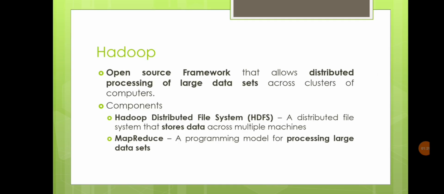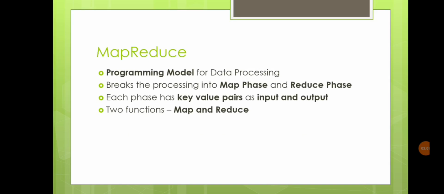Hadoop. Hadoop is an open source framework that allows distributed processing of large data sets across clusters of computers. There are two major components in the Hadoop ecosystem, that is HDFS and MapReduce. HDFS is the Hadoop Distributed File System that stores data across multiple machines. MapReduce plays a vital role in the Hadoop ecosystem as the programming model for processing large data sets.